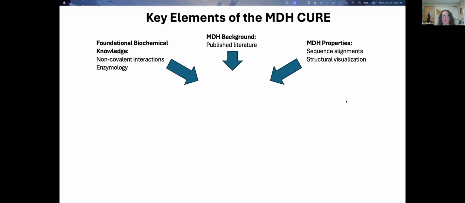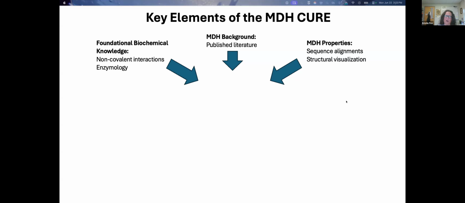What are the types of non-covalent interactions? What are their strengths, et cetera? We need some basic concepts of enzymology. What's an active site? How do proteins fold? Do they have to be folded to be active? Some of these very basic fundamental biochemistry things are really important for students to be able to develop a hypothesis and have some familiarity.